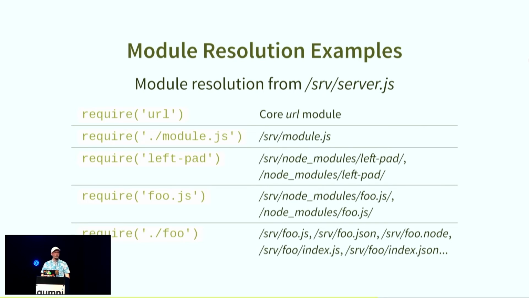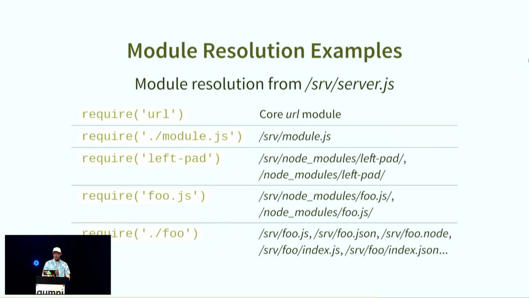And finally, if you call require ./foo, you actually end up with a bunch of fun possible outcomes. The first thing it's going to look for is the foo.js file in the current directory. If it doesn't find that, it's going to look for foo.json, then foo.node, a native module. If it's not in there, it's going to look for an index.js file in a foo directory, then index.json in a foo directory. There's just a bunch of hoops that it's going to jump through, and a bunch of disk access that it's going to make. Also keep in mind that these require calls are synchronous blocking calls.